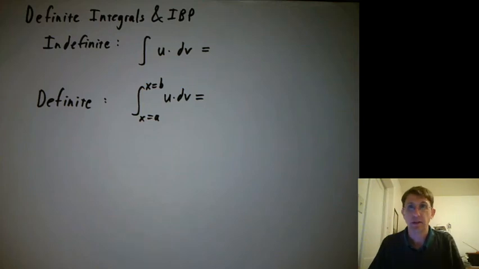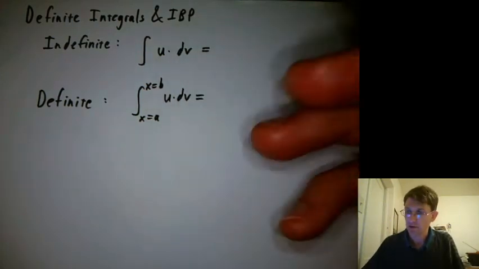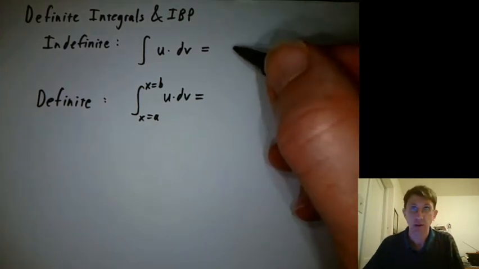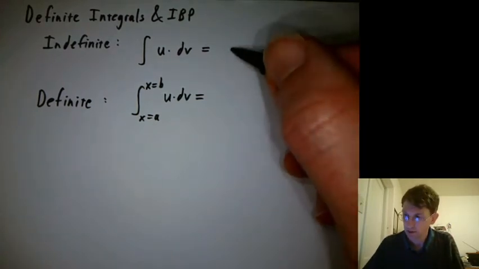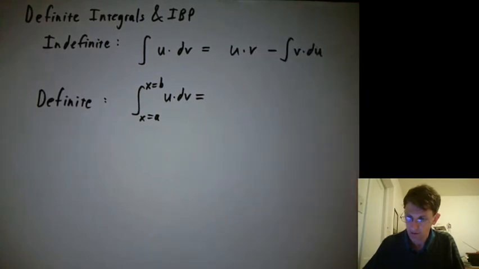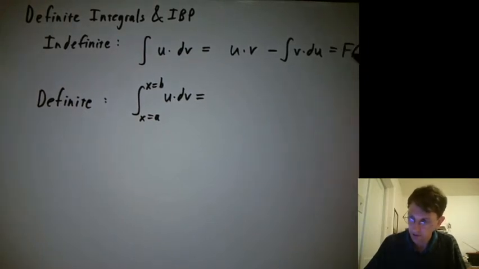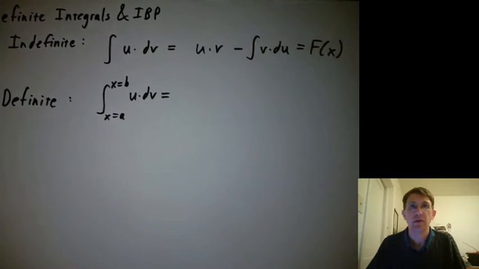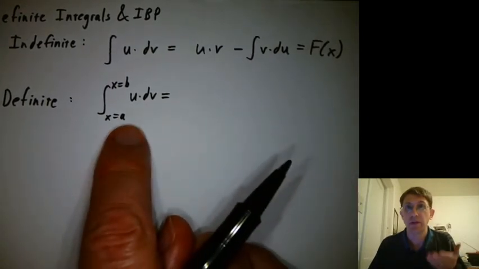Let's take a look at definite integrals and integration by parts. Let's remind ourselves of the integration by parts formula for indefinite integrals. Ready? Write it here. So u times v minus the integral of v times du. And we could call that capital F of x, right? It's the indefinite integral. So what would you guess we do when we have a definite integral?